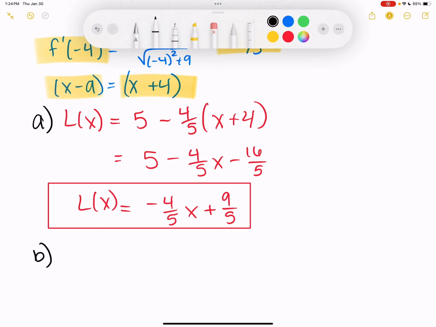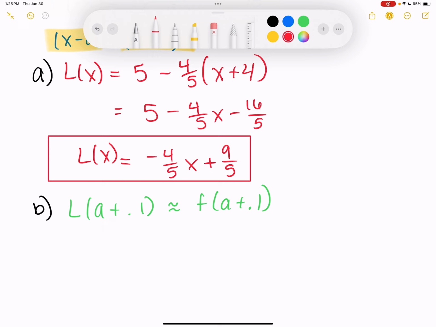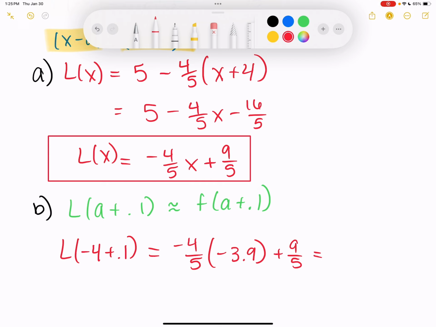Now, part B wants the approximation for L of A plus 0.1 being approximately equal to F of A plus 0.1. So L of A plus 0.1 means that I'm going to plug in for x negative 4 plus 0.1, and I'm going to get an answer. Then I'm going to do the same thing into the original. So first of all, I've got L of negative 4 plus 0.1, which is negative 4 over 5 times negative 3.9 plus 9 over 5. And at this point, we get out our handy-dandy calculators and do this. And I get a wonderful 4.92.